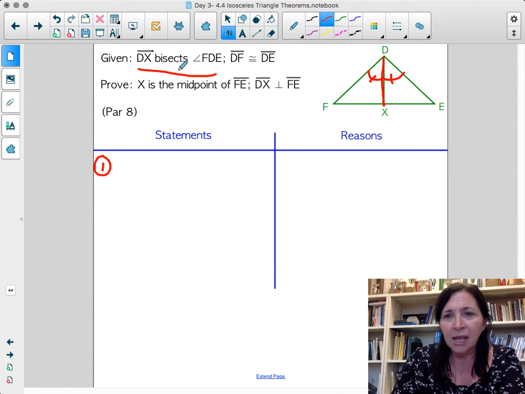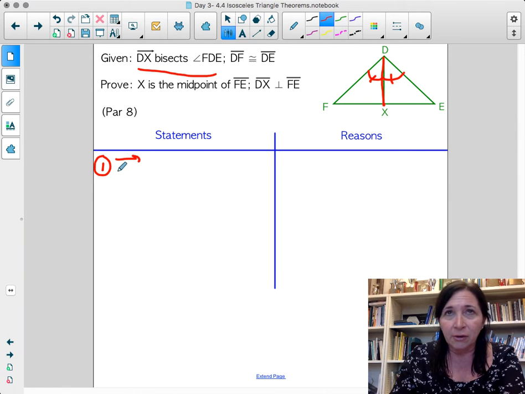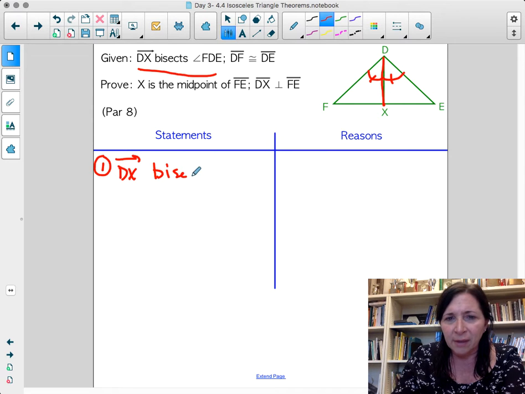So I'm going to start off with just reminding you that every time they give you information in the given, they want you to use that and definitely put it on your picture, draw it on your picture. But there's a reason for that. They're not just giving you something for the given and you're not supposed to use it. So we're going to start off with DX bisects.